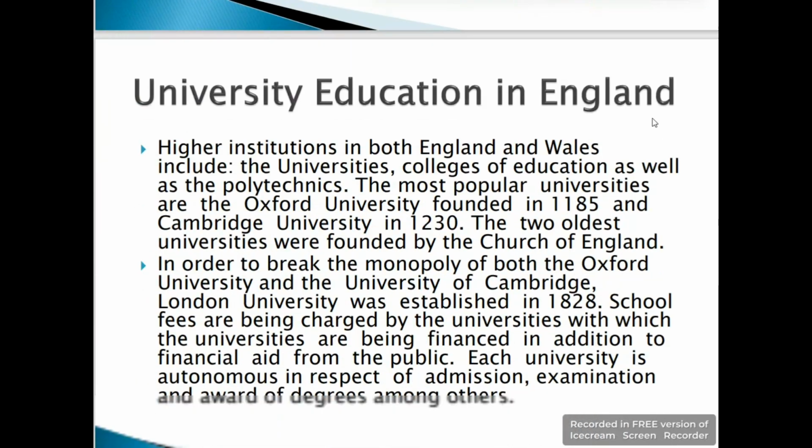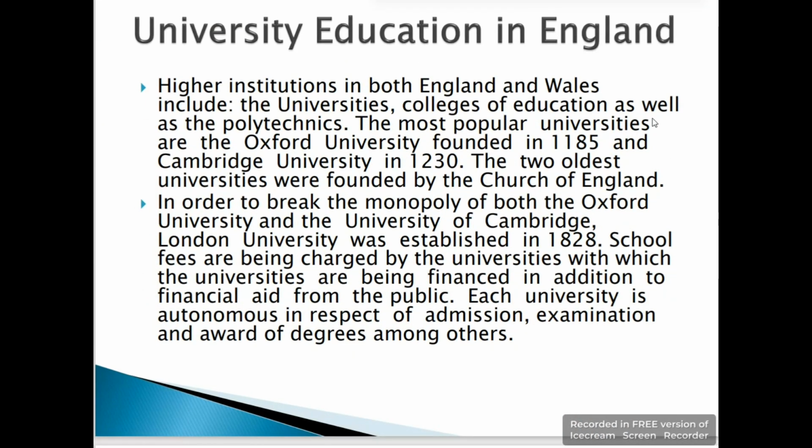University education in England is provided by higher education institutions. Both England and Wales include universities, colleges of education as well as polytechnic colleges. The most popular universities are Oxford University, which was founded in 1185, and Cambridge University, which was founded in 1230. These are the two oldest universities, founded by the Church of England.